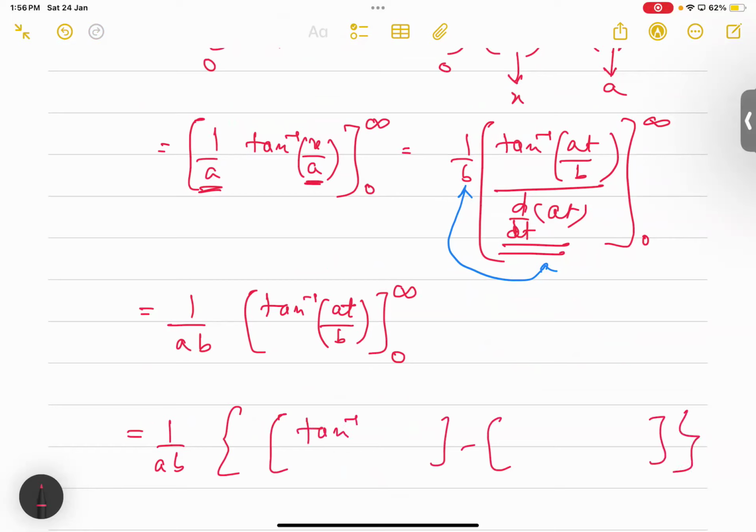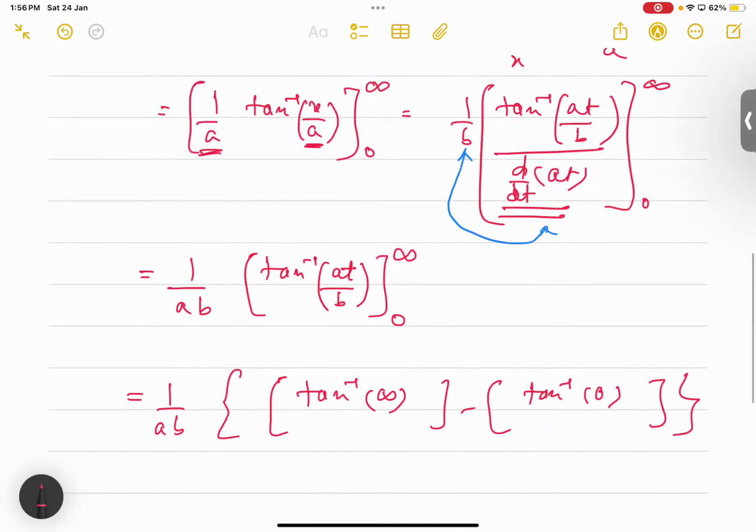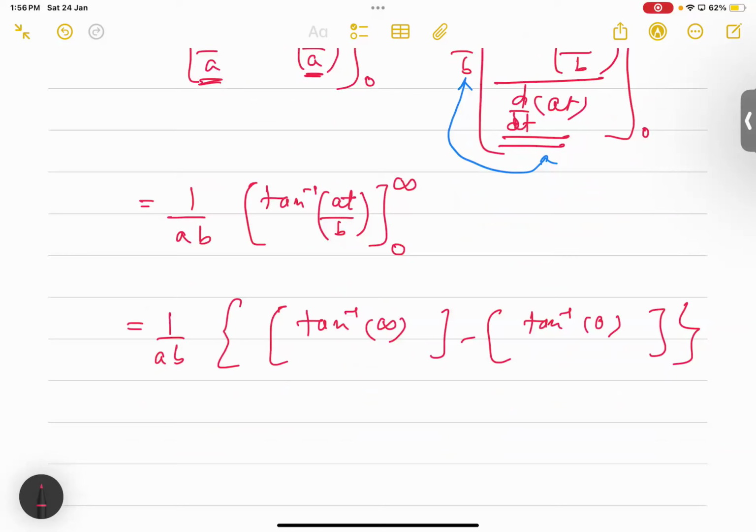Tan inverse a into infinity by b will be not defined, and tan inverse a into 0 by b will be 0. What is tan inverse not defined? Pi by 2. And what is tan inverse 0? 0. Clear? So this should be your final answer.